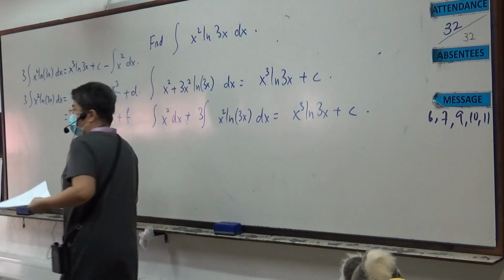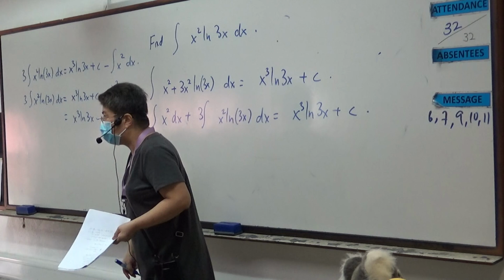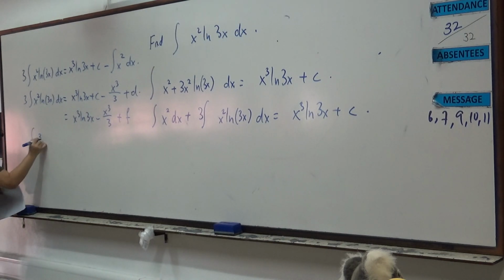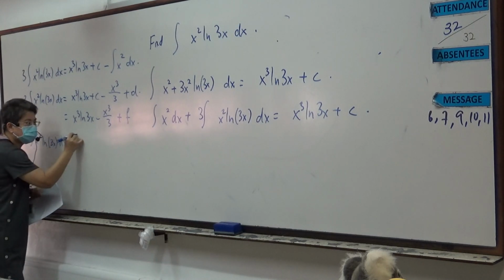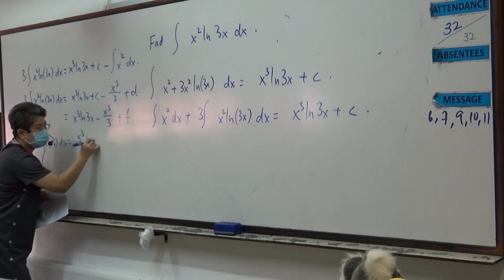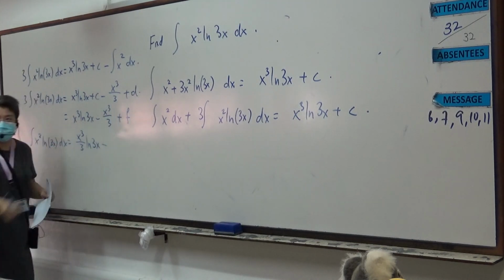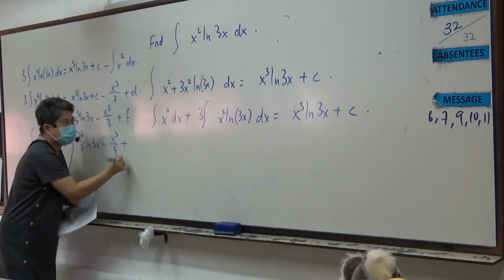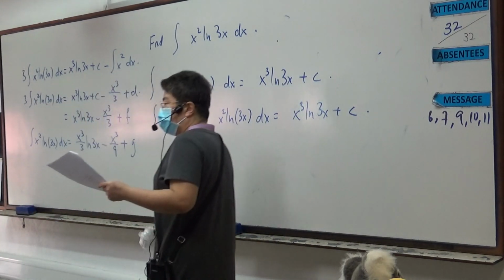Plus constant, and the constants together become another constant. Okay? Is this what we want? This is not what we want. What must we do? Yes. I must divide by 3. So this one becomes what? Agree. Minus this one I divide by 3 again, becomes x cubed over what? Yes. x cubed over 9 plus constant over 3, right? Constant over 3 can be what?